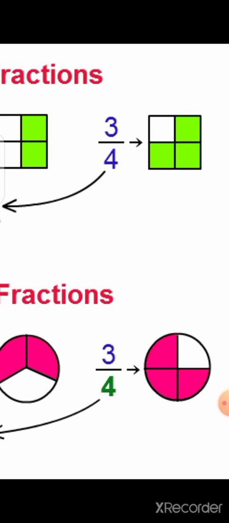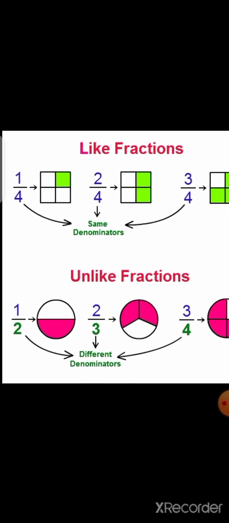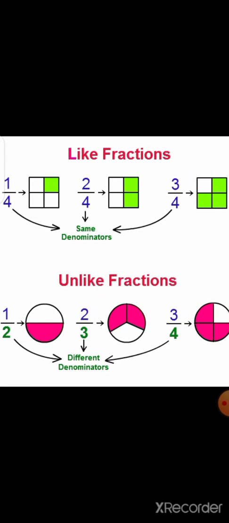So if you will notice carefully, in 1 over 4, 2 over 4, 3 over 4, denominators are same. It means total number of parts in which a figure is cut or divided into is 4. And numerators are smaller, so these fractions are called like fractions.